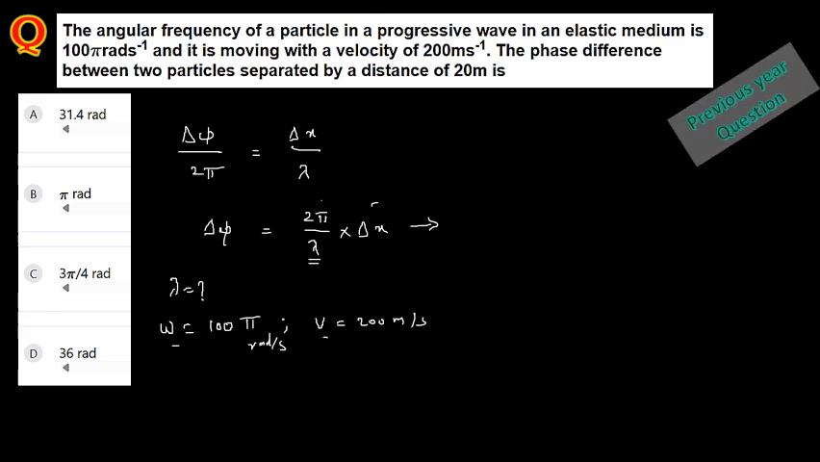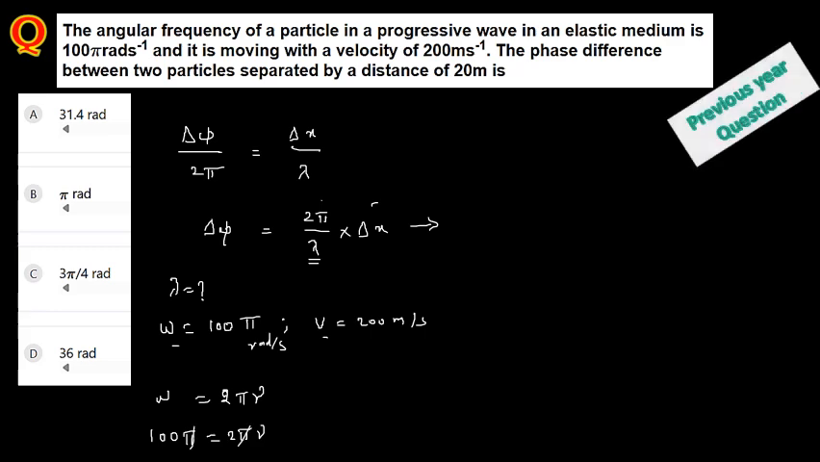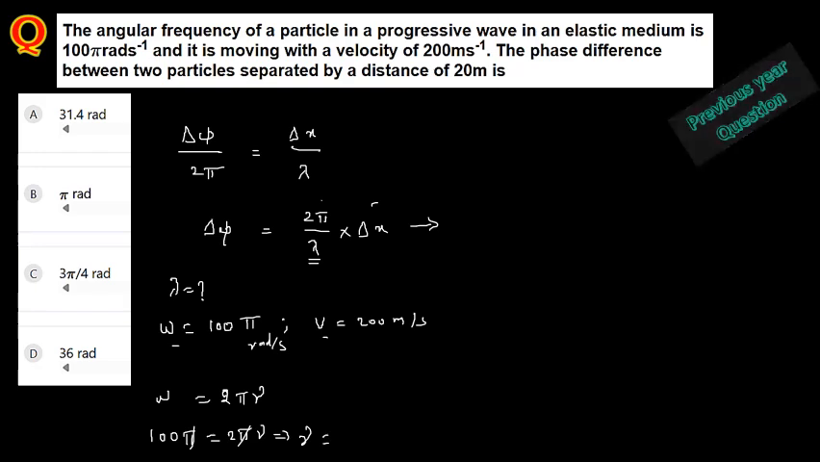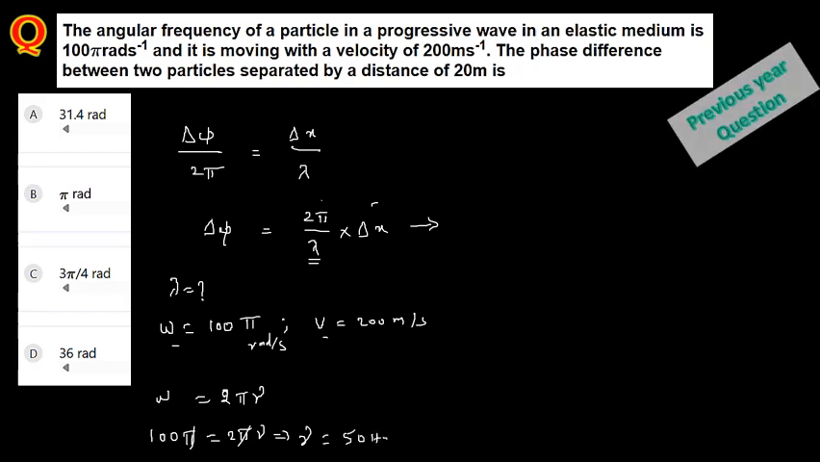Now omega is equal to 2 pi into nu, where nu is the frequency. The omega value they have given is 100 pi, equal to 2 pi nu. So pi will be cancelled, and nu, the frequency, is equal to 50 hertz. Now we have the frequency value.